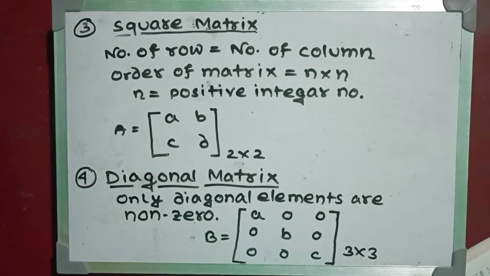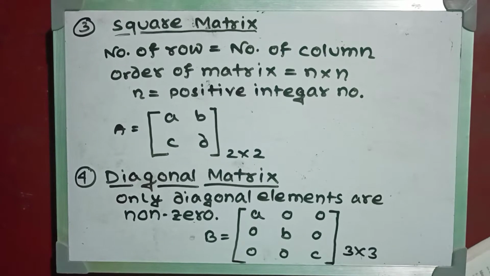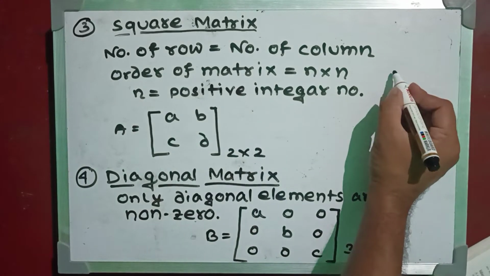Now I will be discussing the square matrix. What is a square matrix? As you can see in the word itself, square. That means the number of rows and the number of columns will be equal, so that we get a square shape.